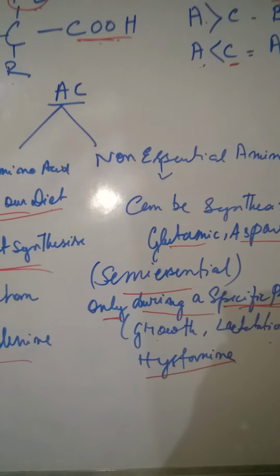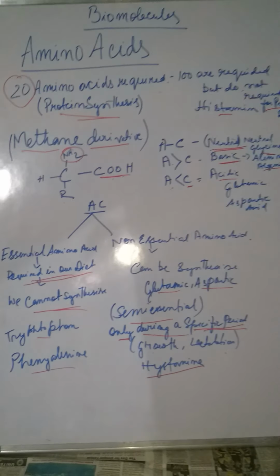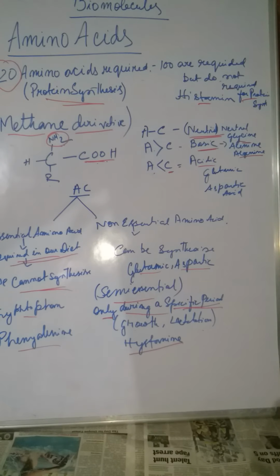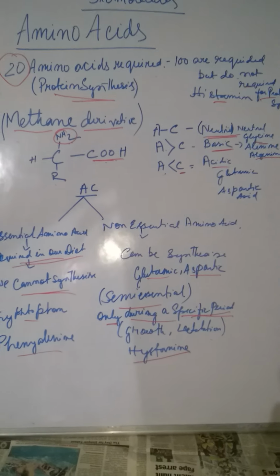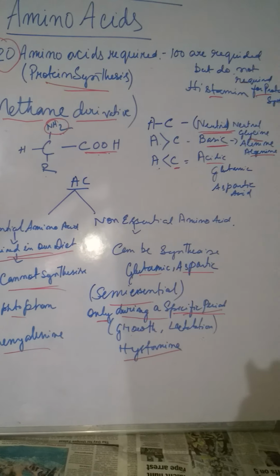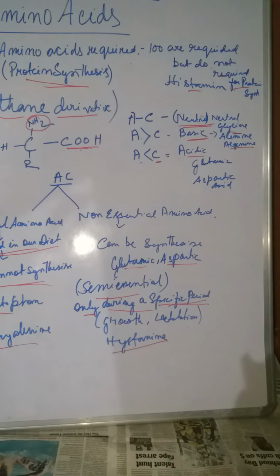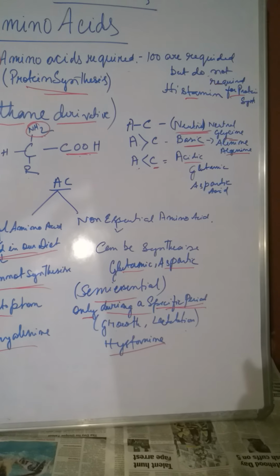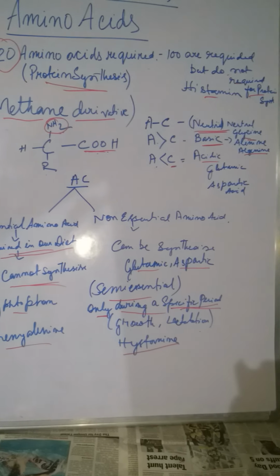So this was a gross idea of protein. It is made of amino acids. We have 20 amino acids that are required for protein synthesis. We have 100 amino acids that are required, but they are not required for protein synthesis.